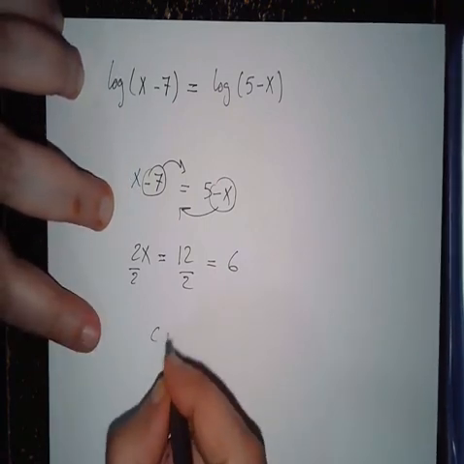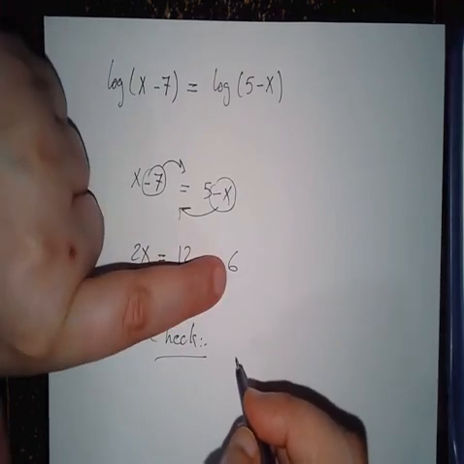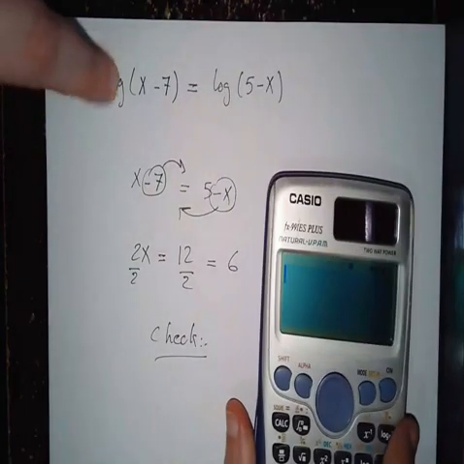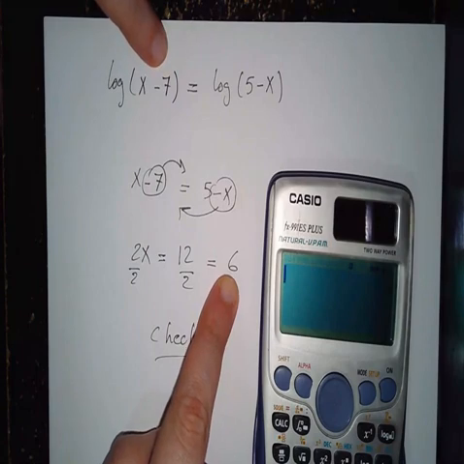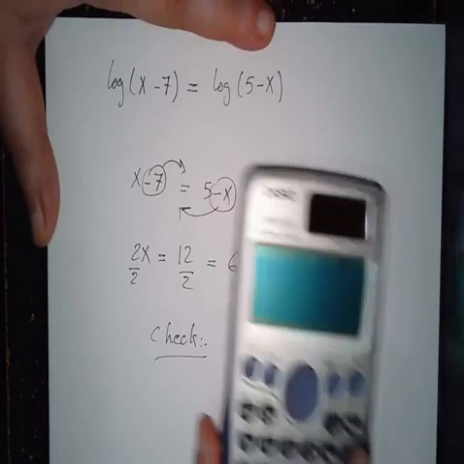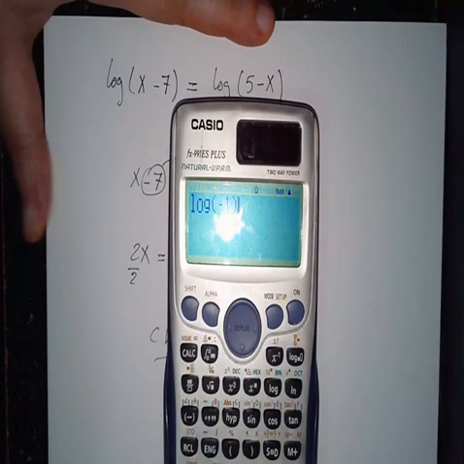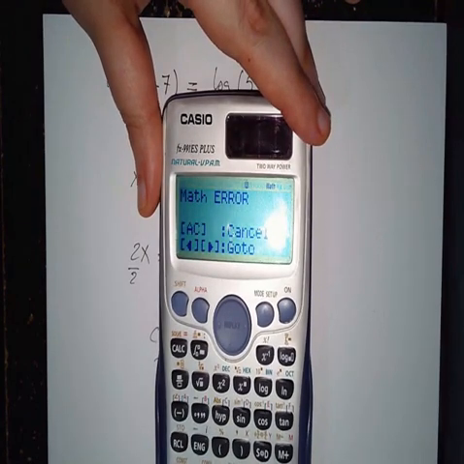Now let's do our check. Okay, here we go. I'm plugging 6 in here. Now, x is 6 minus 7, it's negative 1. 6 minus 7 is negative 1. That means you have log base 10 of negative 1. And what did I say about having a negative inside the log? See what happens. Error. There's no answer for this.